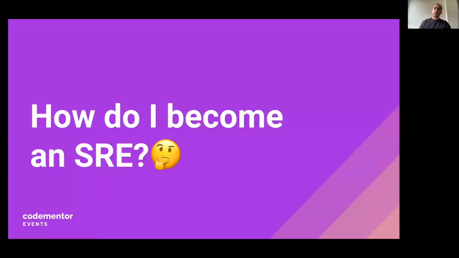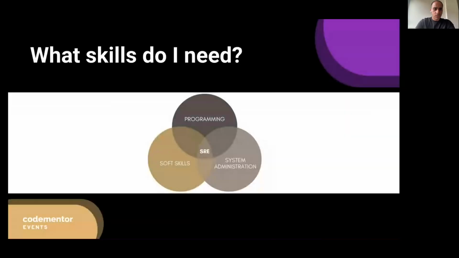All right. So now we are in the last phase where we talk about how do I become an SRE. And even if you don't aspire to become a full-fledged SRE, and you simply want to see how to get more involved in this field, this is the section. Here's a small Venn diagram representation of what kind of skills an SRE generally has.